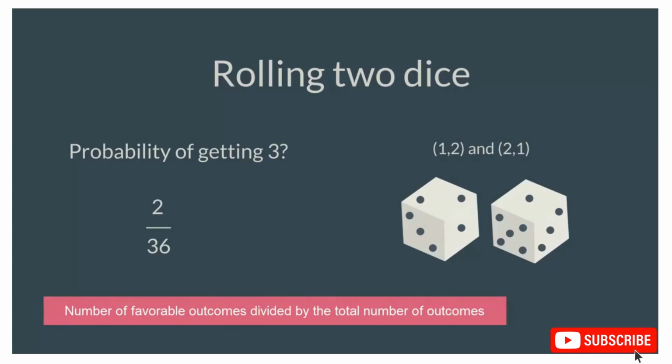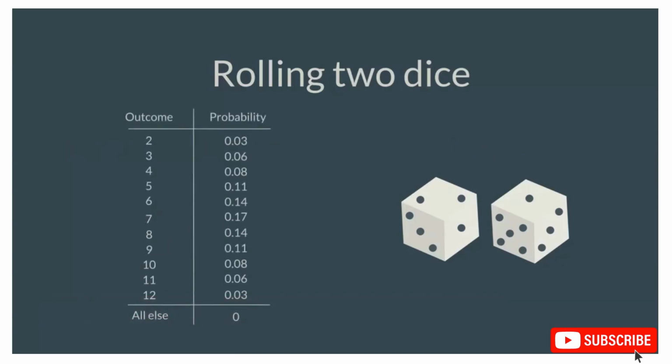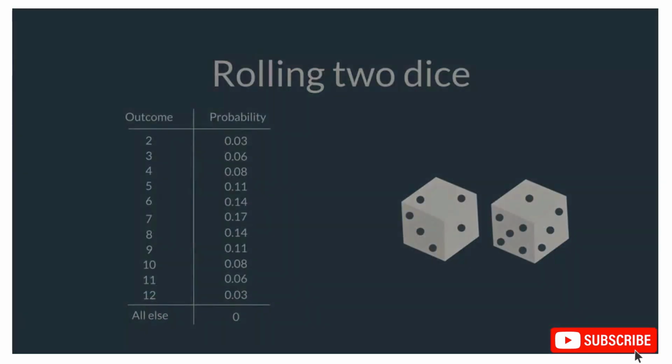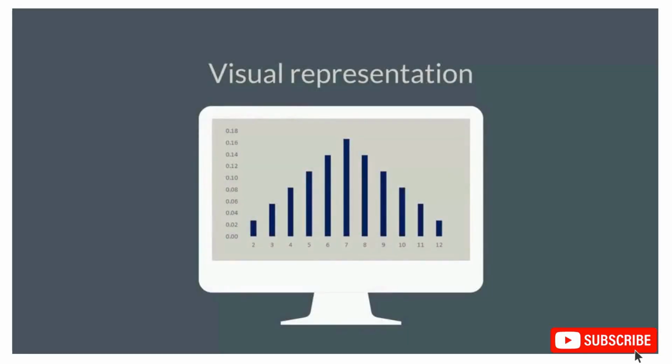Therefore, 2 divided by 36, or 0.06. We continue this way until we have the full probability distribution. Let's see the graph associated with it. Alright, so looking at it, we understand that when we roll 2 dice, the probability of getting a 7 is the highest. We can also compare different outcomes such as the probability of getting a 10 and the probability of getting a 5. It's evident that it's less likely that we'll get a 10.